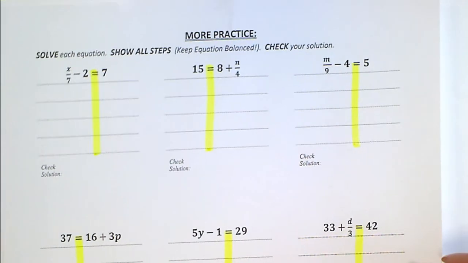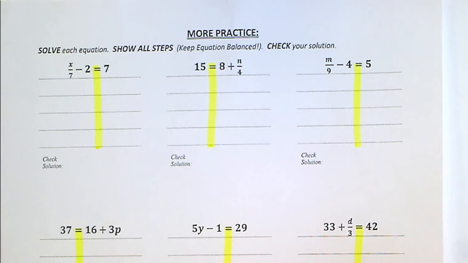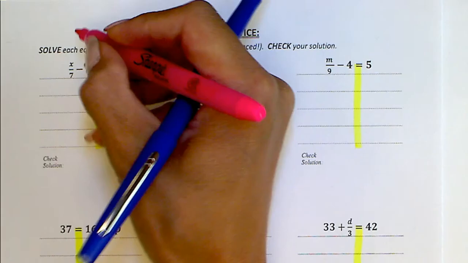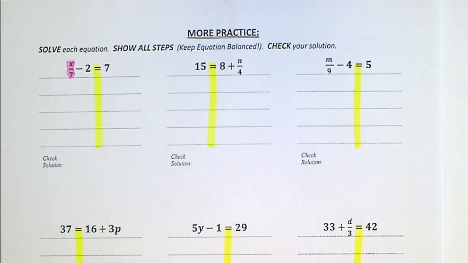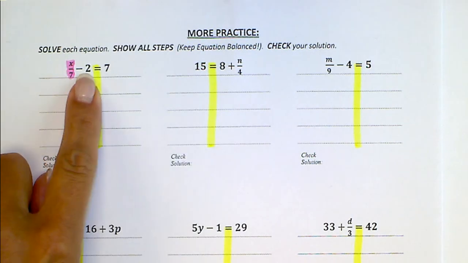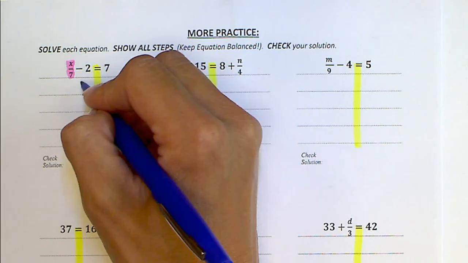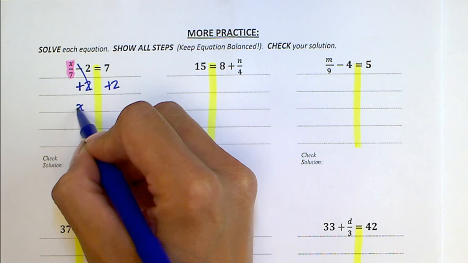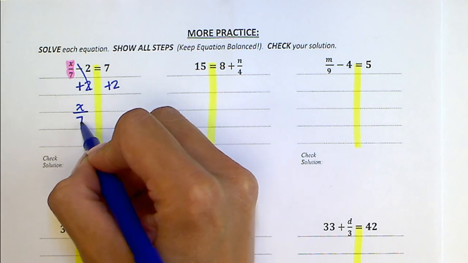Okay, let's do the first one. So I'm going to isolate the variable. You can highlight this if you want. I'm not going to do this every time, but if you highlight it, it kind of gives you a visual of don't do anything to this yet. We're going to do the opposite of the -2. The opposite is to add 2 and rewrite what you have highlighted. X over 7 equals 9.